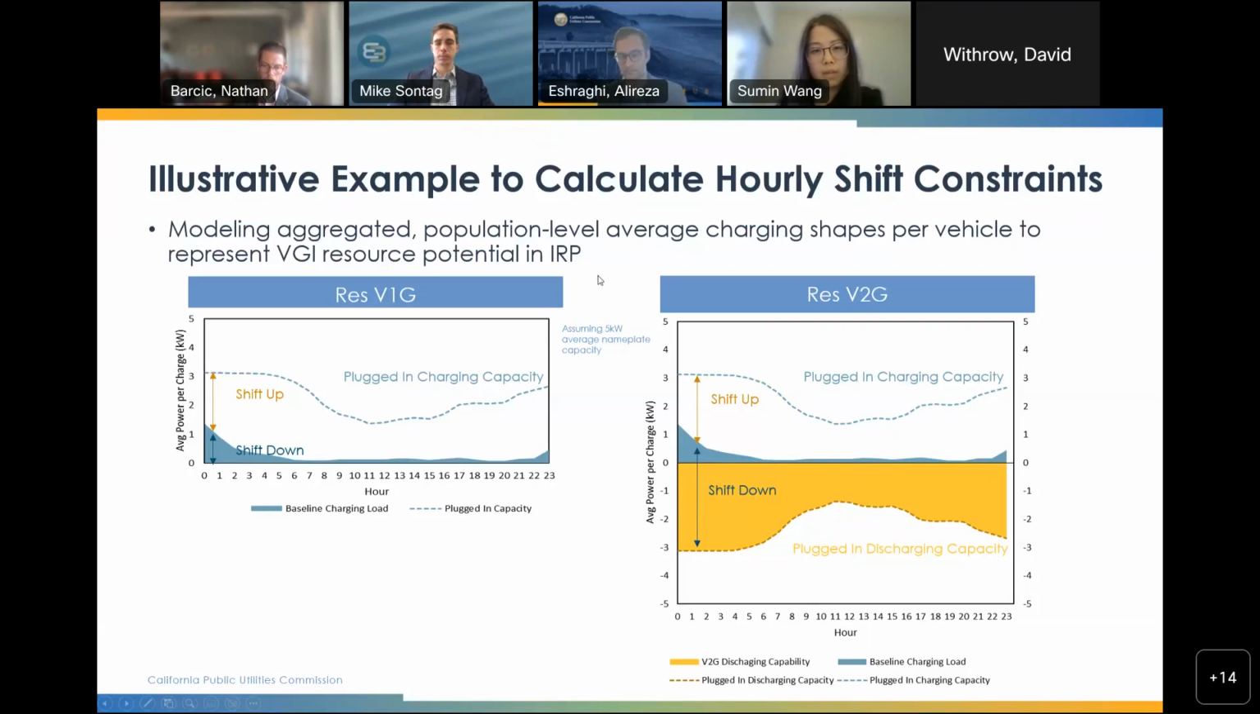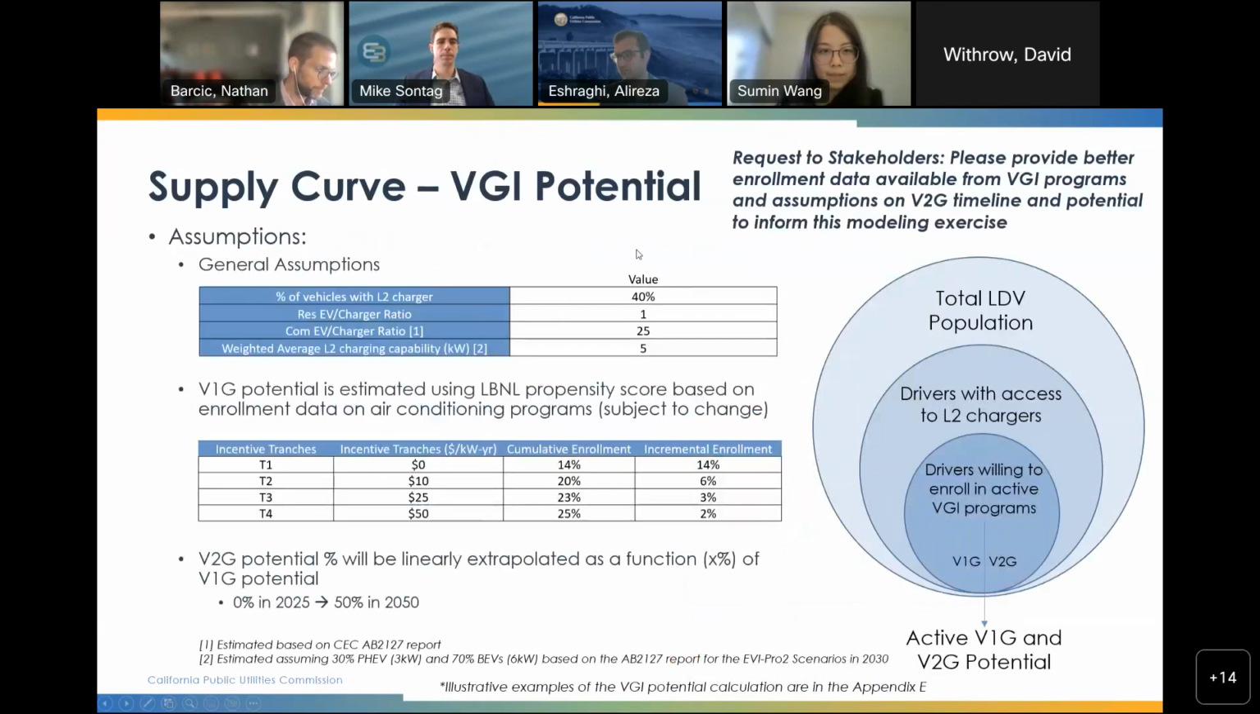If we look to the right, focusing on V2G, V2G is actually way more powerful than V1G in terms of shifting, because it can not only fully decrease its underlying base load consumption, but also discharge back to the grid up to its plug-in discharging capacity. So V2G has more power to provide power during the peak hours. Therefore, it has way higher value on a per unit basis. If we can go to the next slide.